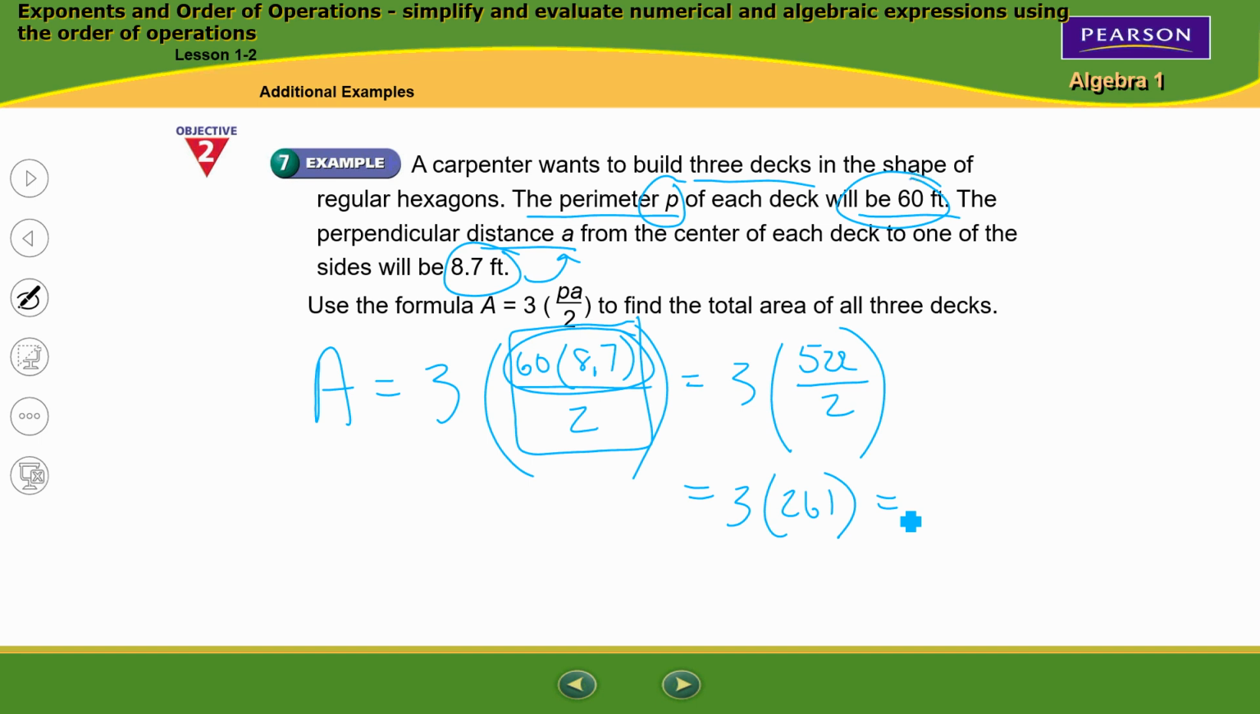Now we're talking about area, so 783. The unit of measurement is feet here and feet here. So we're going to label this as feet to the power of 2. The reason that we're using the power of 2 is because area is two-dimensional, so it's got to be feet squared.